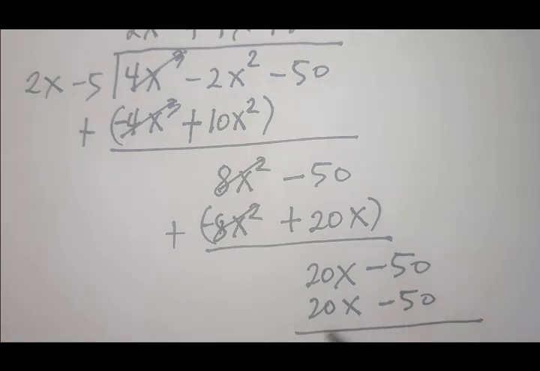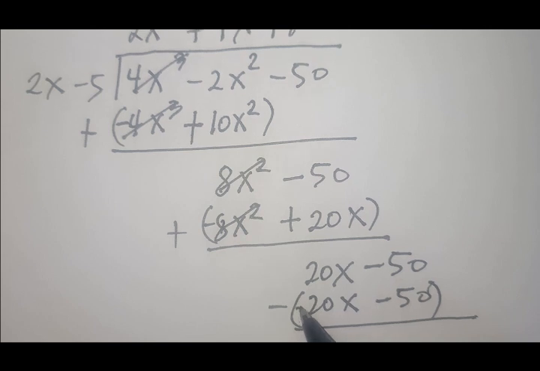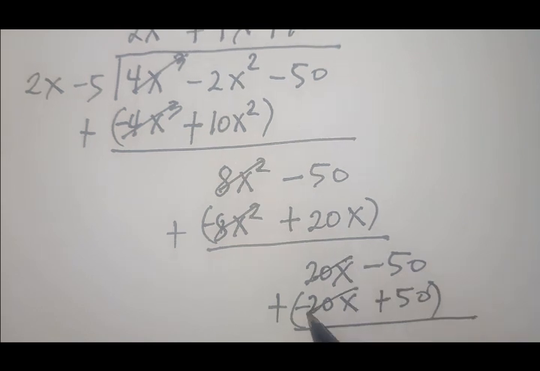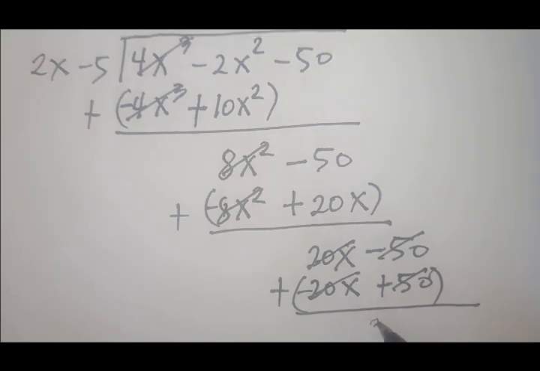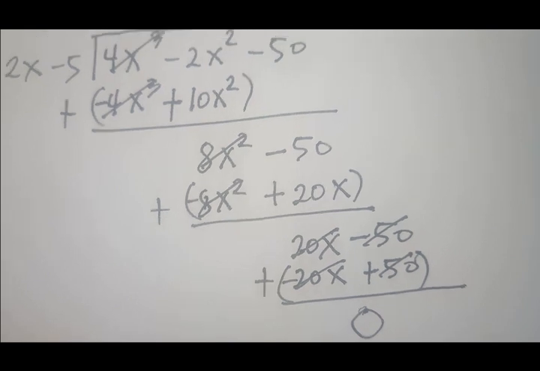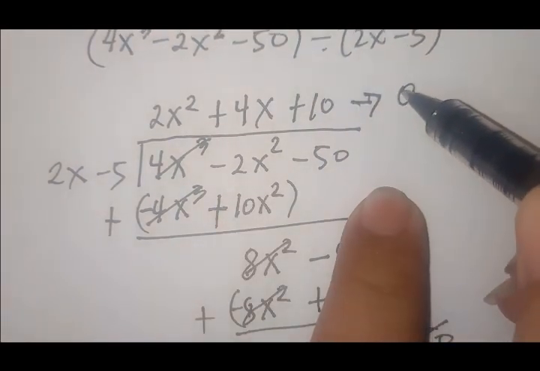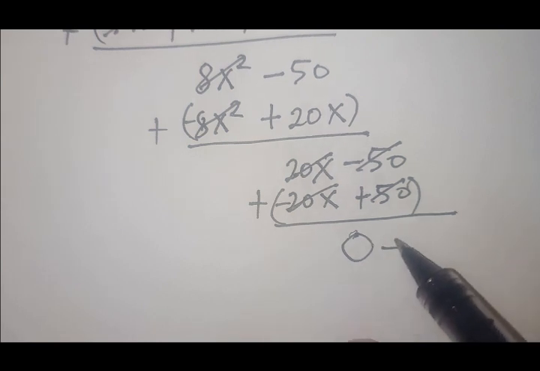Okay? So subtraction rule tayo. Subtract natin sila. It will become negative, positive, positive. So it will become 0. Negative 50 plus 50 is also 0. So it means 0 here. Okay. So this will be your quotient. And this will be your remainder.